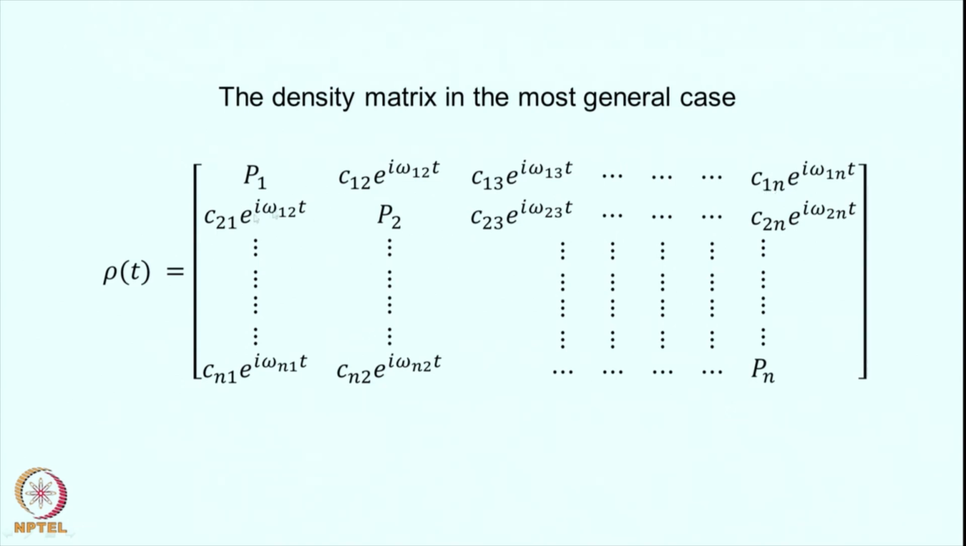So this will be the complex conjugates here. So you have C21, P2, and it will be written in the same manner, C23 and so on, C2n, and here we have written omega n1, if you notice. So if I want to write it as omega 1n to represent this, then I will put a minus sign here, and then it will be consistent with what we said before. So when I say n1, n2, n3, this remains the same. Then I have the populations here.